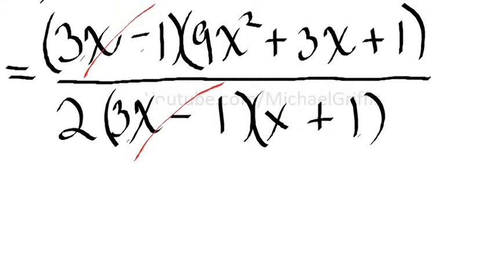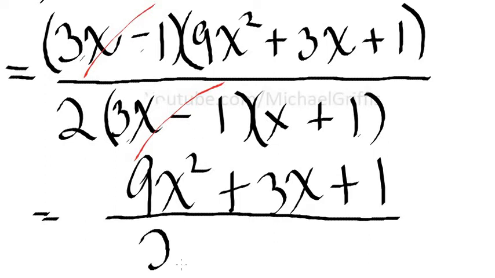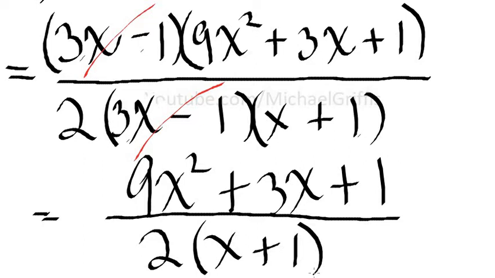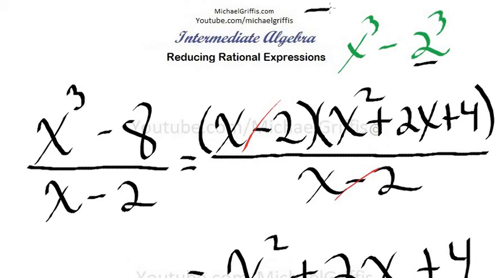Let's go ahead and rewrite. We have 9x squared plus 3x plus 1, it's all over 2 times x plus 1. Yeah, that's it. I think you should pretty much get the hang of this stuff. All right, you got that? Anyway, you ought to be getting the hang of it by now on this reducing rational expressions.